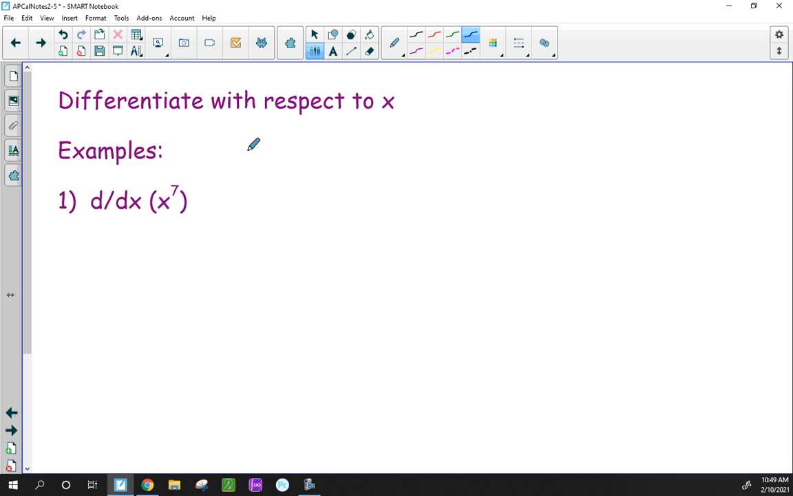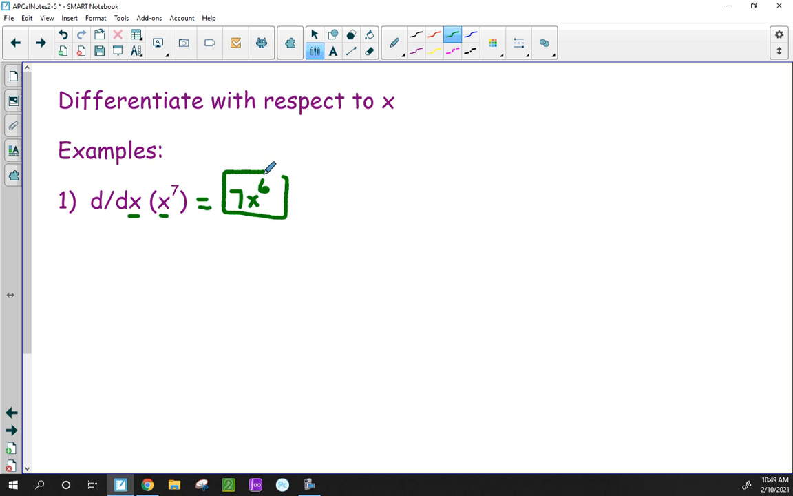Alright, so let's differentiate with respect to x. Example number 1, d dx of x to the 7th. Find the derivative with respect to x of x to the 7th. Since this is the same variable as this, we can just continue like we did before with the power rule. So 7 times 1 is 7, drop my x down, decrease power by 1. And we don't need to use the chain rule.